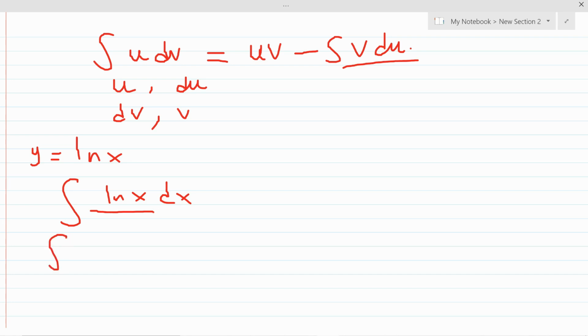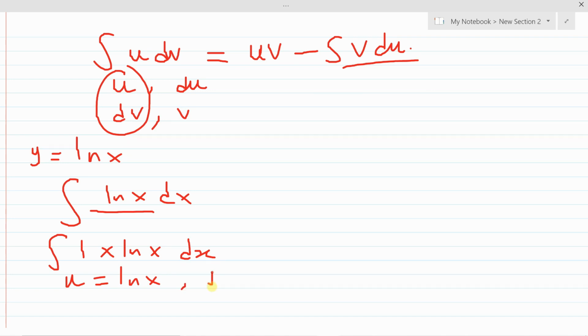Now if I have this, I can say this integral is the same as 1 times ln of x dx. I hope you can see that. Now I'm coming to choose some of the things for u and others for dv. In your initial integral, you should choose for these first. If I choose u to be equal to ln of x, then my du will be 1 over x. Then since it is 1 times ln x, automatically the dv will be 1. It means my v will be what?